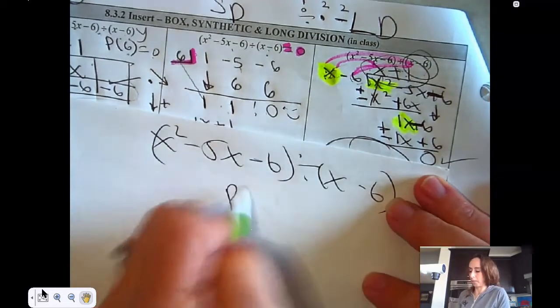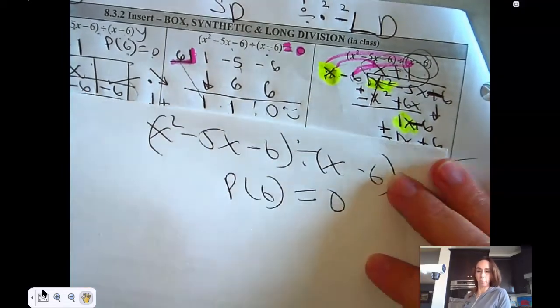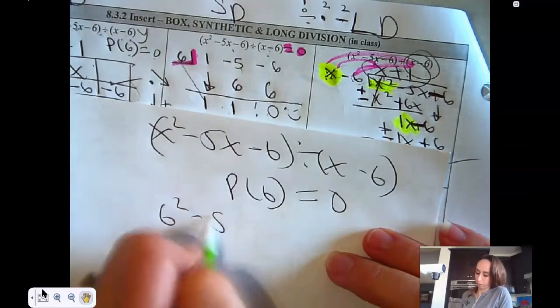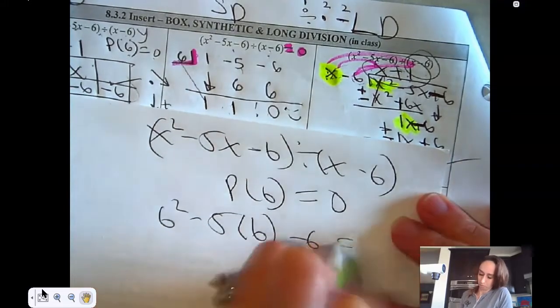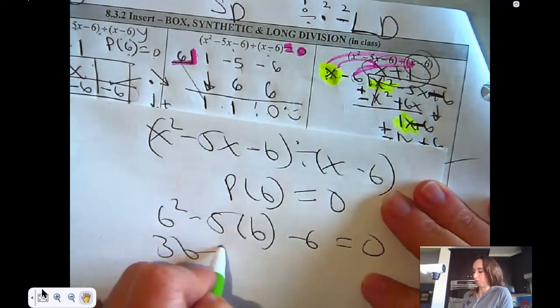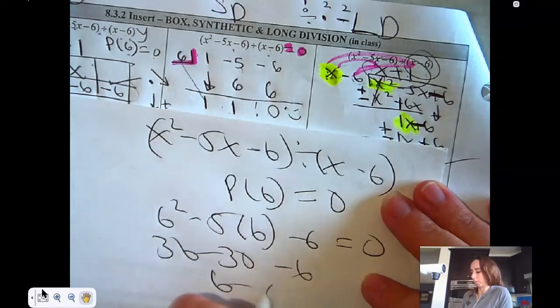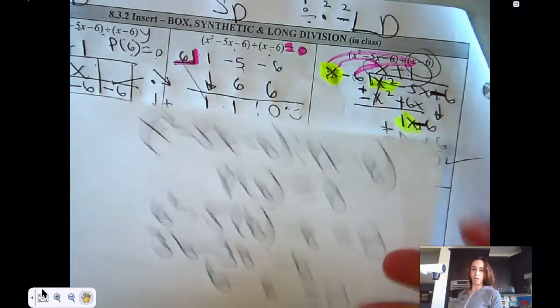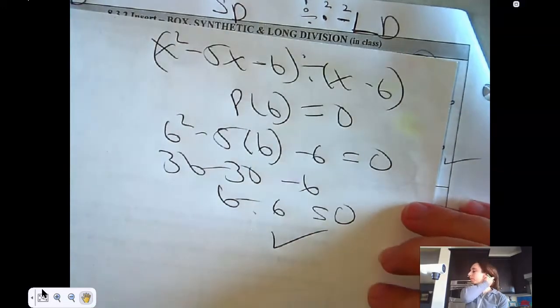you would go p sub 6 equals 0. You plug in 6, and see if it equals 0. 36 minus 30 minus 6, 6 minus 6 is 0. Yes, it is. Now, why didn't we just do this? It's a million times easier.